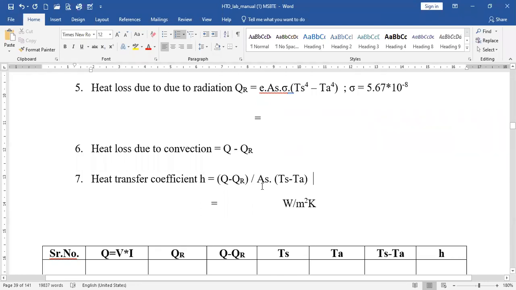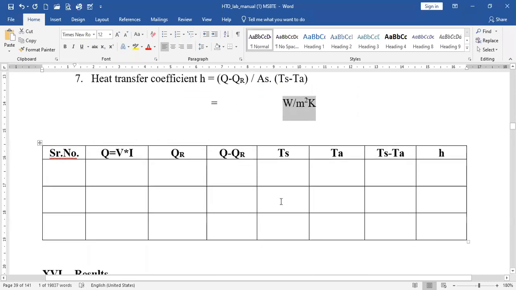Now general A area is replaced by this surface area, because we are using the surface area of the copper tube, and this delta T is indicated by Ts minus Ta. So we are having this Ta value, Ts value, As value, Q and QR value. So we can calculate this heat transfer coefficient, right? So this Q minus QR is nothing but the watt, then this area in terms of meter square, and this delta T in terms of Kelvin. And that is why the heat transfer coefficient unit is watt per meter square Kelvin, right?